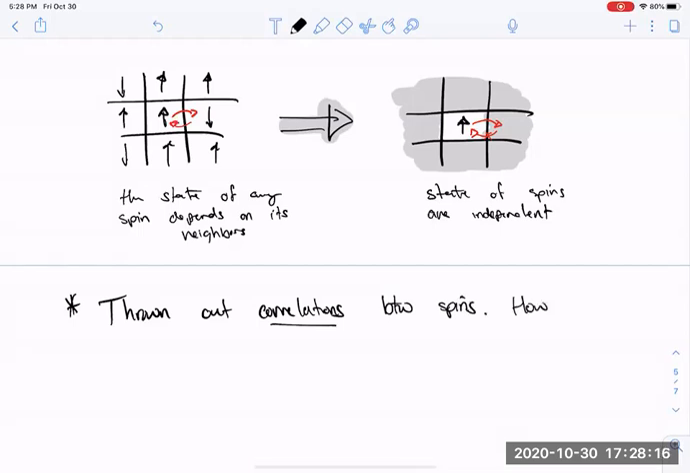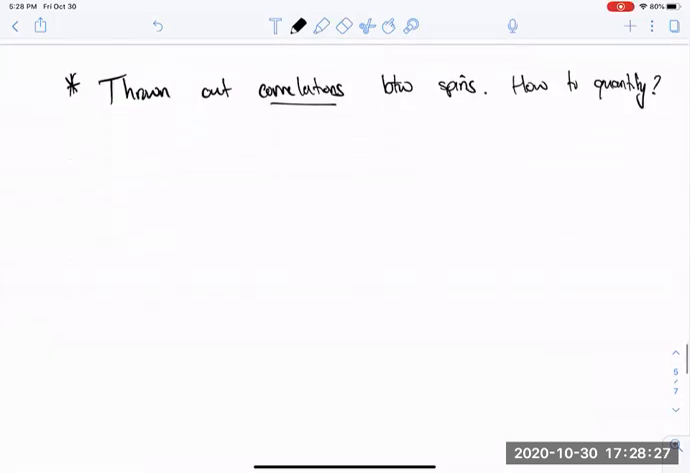So how can we quantify that correlation? And why is it that it becomes important for high dimensions and not low dimensions? Why is it that it is important for determining critical behavior? Well, let's think about what happens exactly at the critical point.